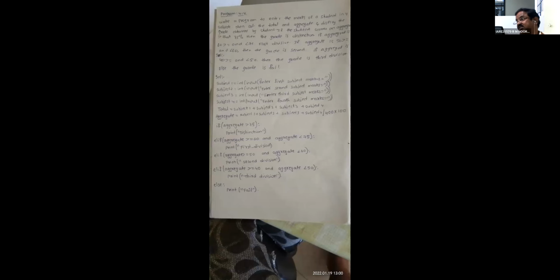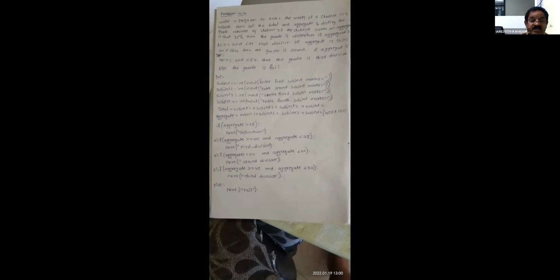If S1 is greater than or equals to 40 and S2 is greater than or equals to 40 and S3 is greater than or equals to 40 and S4 is greater than or equals to 40, then you will be calculating the total. Else you are going to make it as fail. Anyhow you are making use of if else. The fail grade is there. After that, after calculating total and aggregate, then you are going to check the condition.